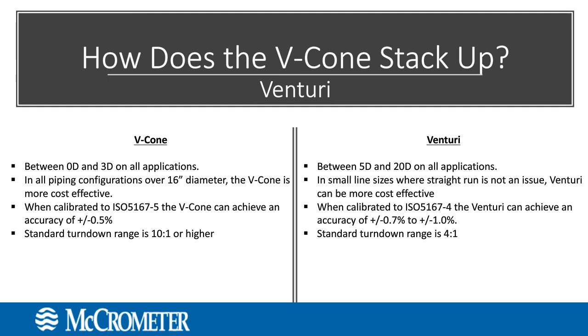You don't need that really thick center header pipe, which is going to cause immense weight issues, where with the VCone, you can still go with larger line sizes while still using a schedule standard pipe. When calibrated to ISO 51675, the VCone can achieve an accuracy of 0.5%, whereas when calibrated to the same ISO standard, the Venturi would be looking to achieve an accuracy somewhere between 0.7% and 1.0%. Finally, standard turndown ranges. We again spoke about the VCone as being 10 to 1, whereas the standard for the Venturi is 4 to 1.